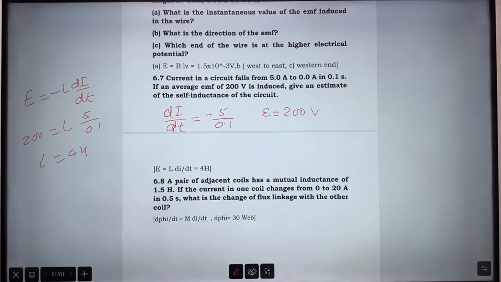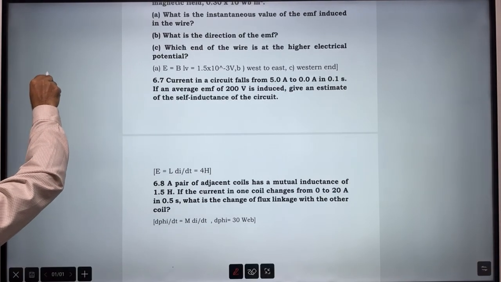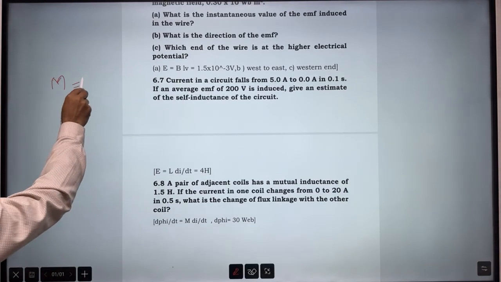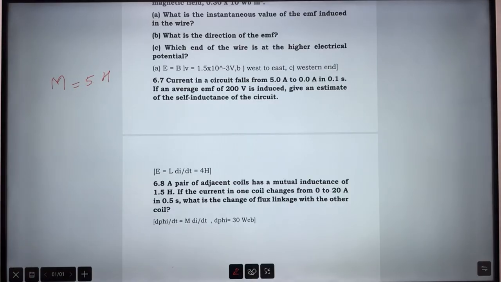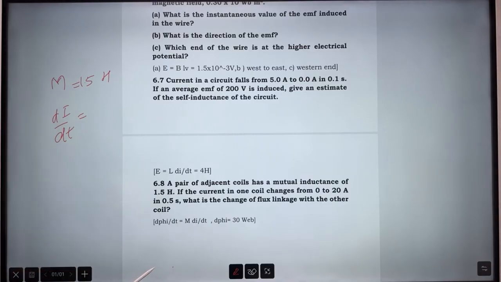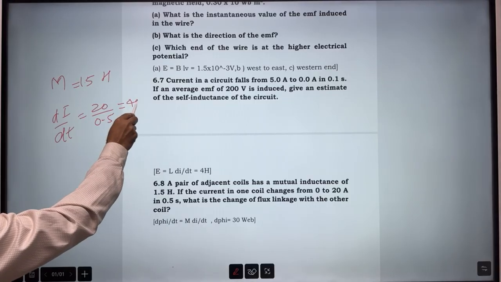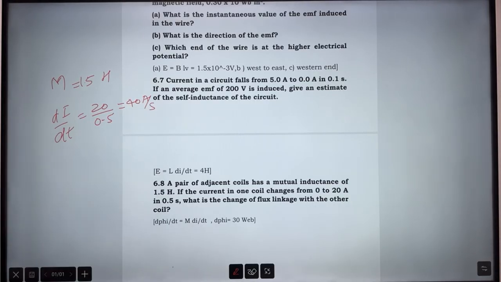Then comes the next question. A pair of adjacent coils has mutual inductance of 1.5 Henry. The value of M is given. So M is given as, sorry, not 5, 1.5 Henry. If the current in one coil changes from 0 to 20 ampere, di by dt is given, it is from 0 to 20, so 20 divided by 0.5, that is 40 ampere per second, right?